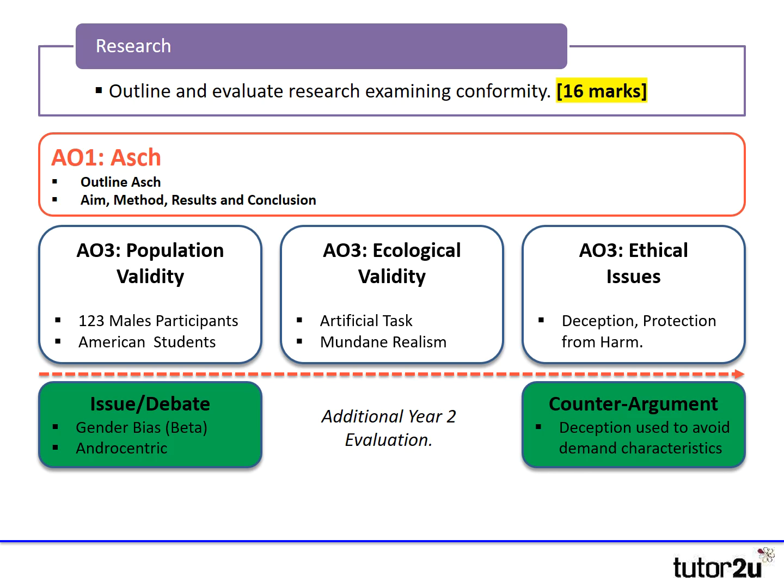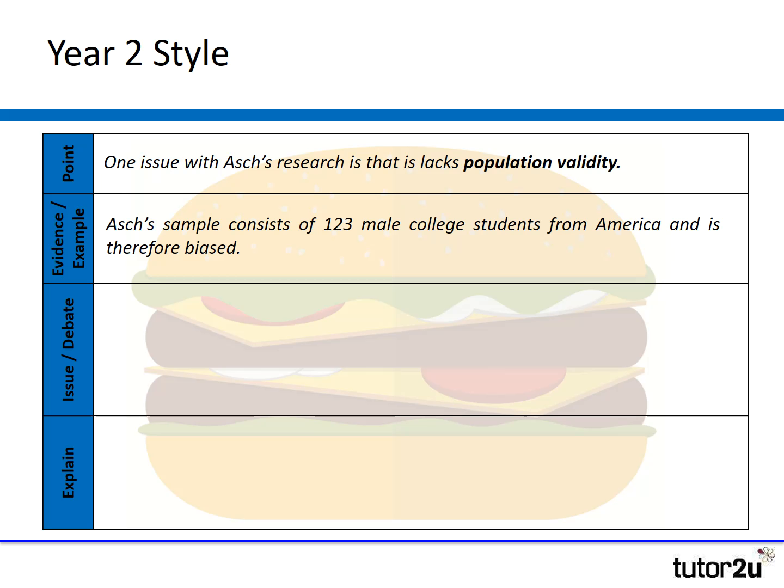So I wouldn't be adding a full 4/5 personally, although you could. I would just extend the evaluation points I've got by adding in an issue in a debate or a counter argument. Okay, so let's see how that might work. If we take the population validity point again, but this time sandwich in some of our year 2 knowledge, an issue and a debate in there.